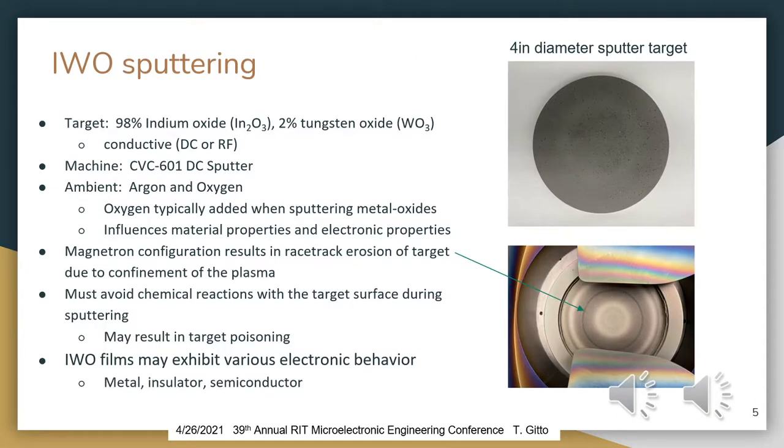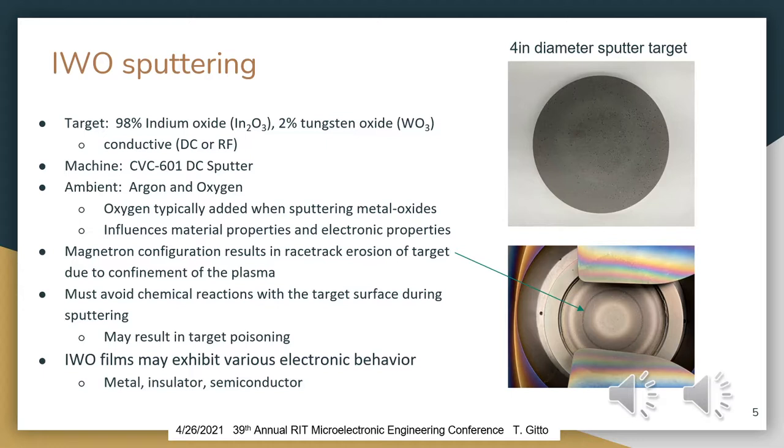So with that, let's start talking about IWO and what we're doing here, and give you a little bit of an overview on what we'll be talking about. Our target material is 98% indium oxide, 2% tungsten oxide, and this is a conductive target for DC and RF sputter. We're using a CVC 601 DC sputter tool, and the two ambient gases we're using for our experiment are argon and oxygen.